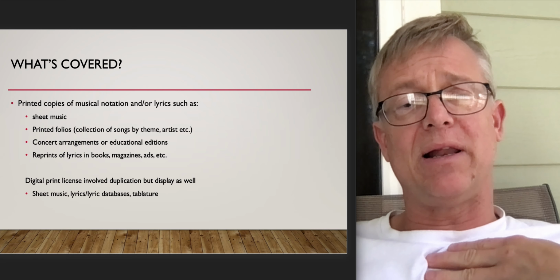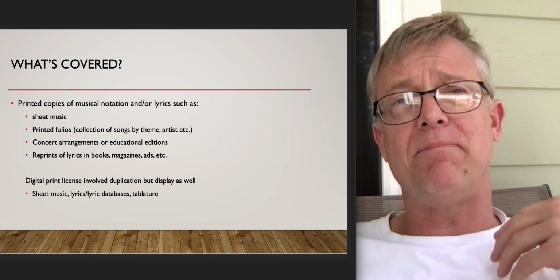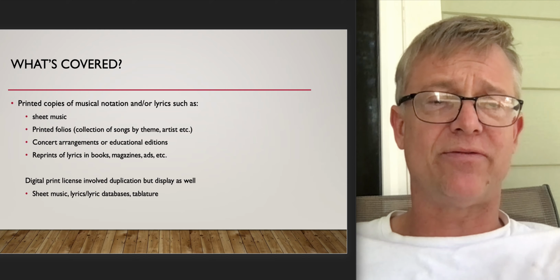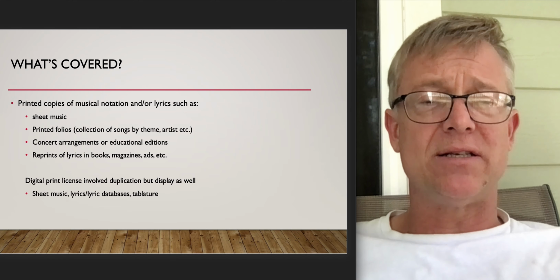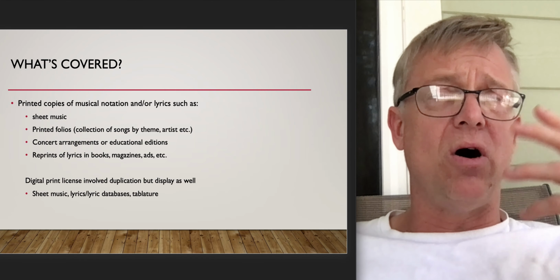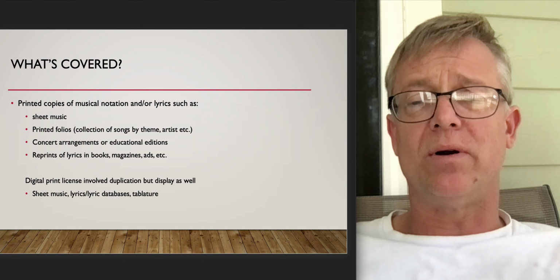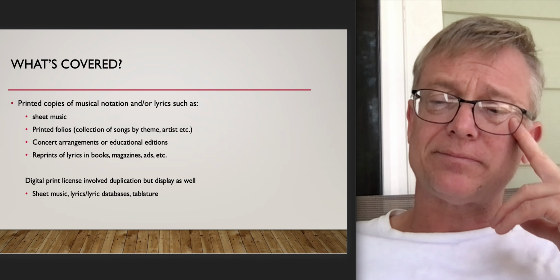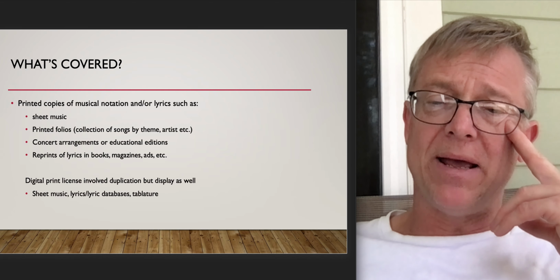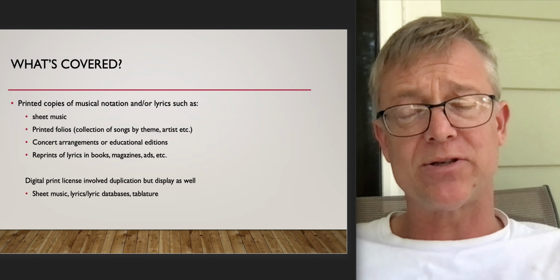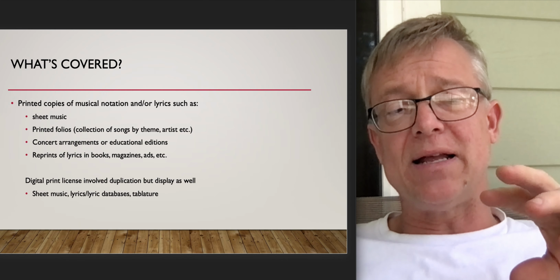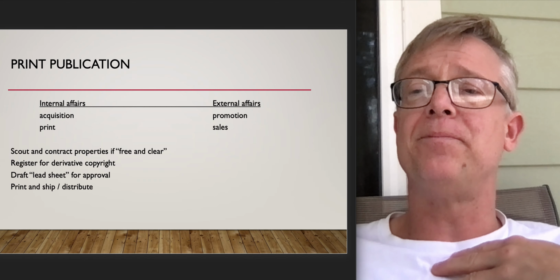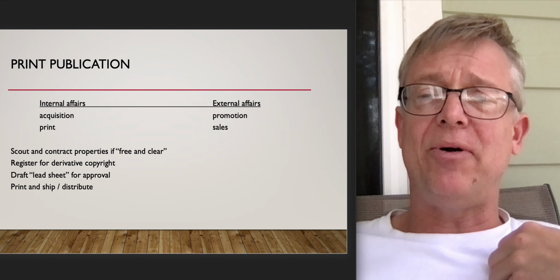Now you've got digital print licenses, because in the post-digital revolution era, more people are going to search for lyrics with something like Gracenote, or online through their phone with an app. Sorry, I don't mean to sound like my grandparents. Sheet music, lyrics and lyric databases, anything that appears online. Guitar tablature is also very big. And so that's a slightly modified kind of license. We'll get into those a little bit later. Now, how do print publishers actually operate?